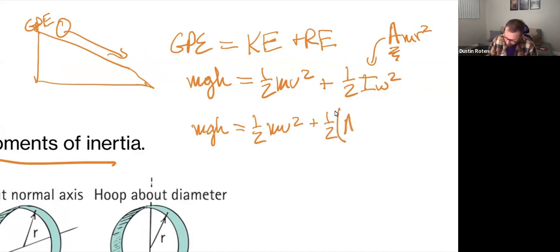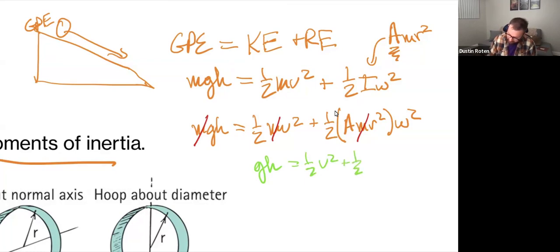our moment of inertia, omega squared. Now, here's the freaky thing. Every term in here has an m, so the mass cancels. It turns out your whole energy equation, gh equals 1/2 v squared plus 1/2 a r squared omega squared, has no mass in there. So when you think about the energy of these things, the mass actually does cancel out.